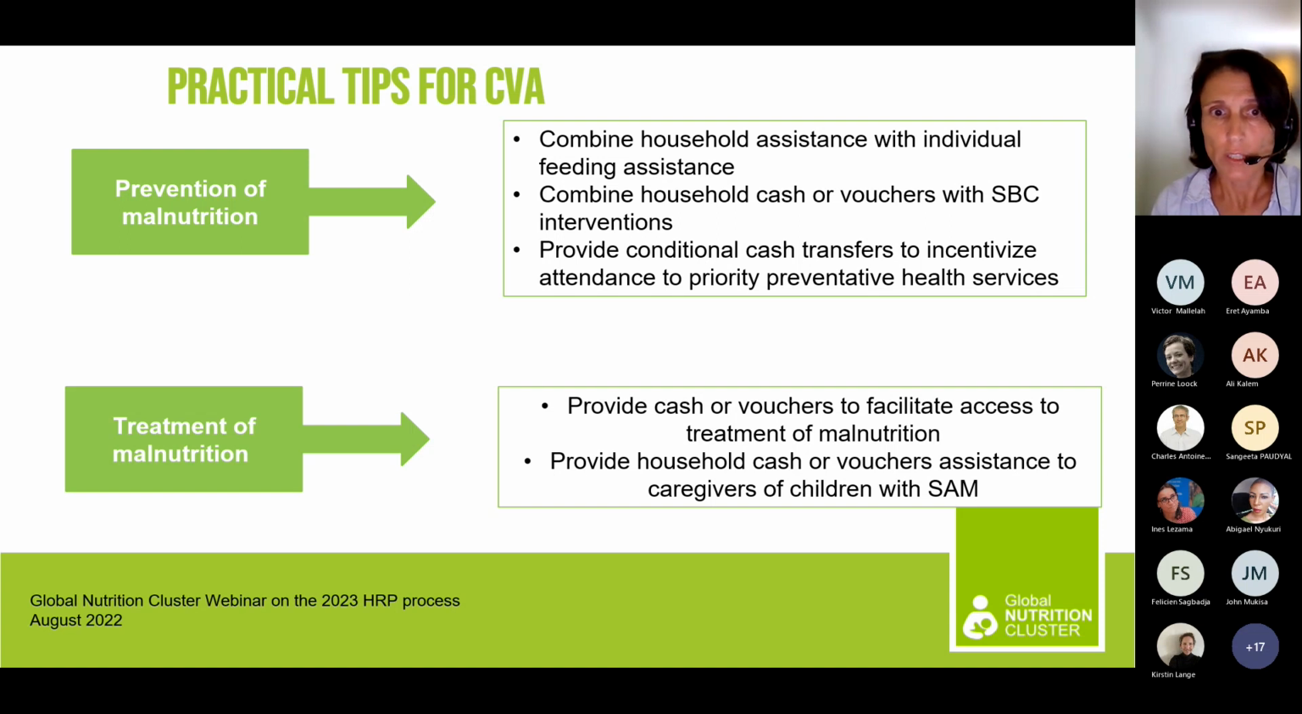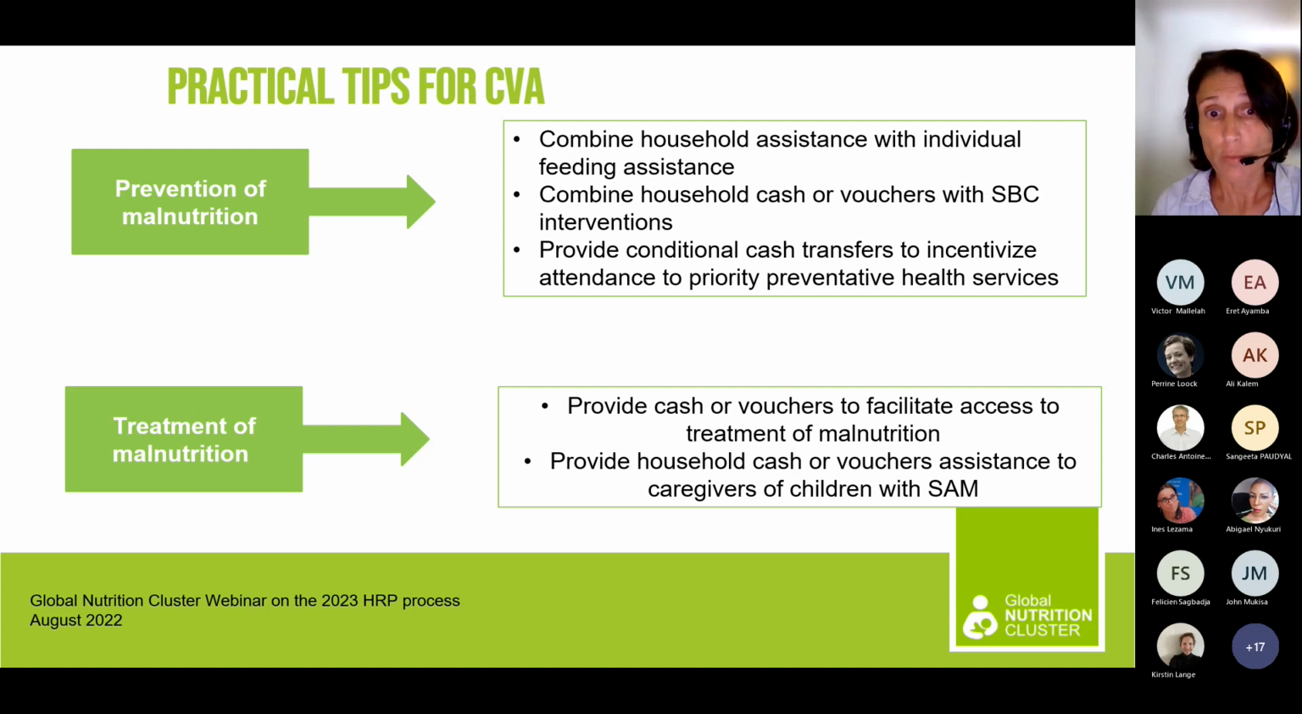So using the opportunity and provide conditional cash transfer to incentivize attendance to priority preventive health services. So it can be a bit of an attraction that we have to be careful with, to not disturb the whole services and all what partners are doing when we encourage that approach. But if it's to promote vaccination, again, we have to look at the context and make sure that we don't do more harm. So that's for prevention, ideas on prevention.